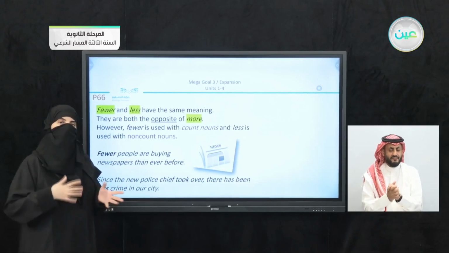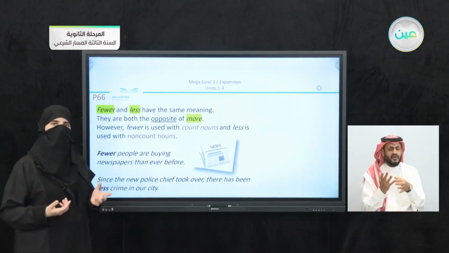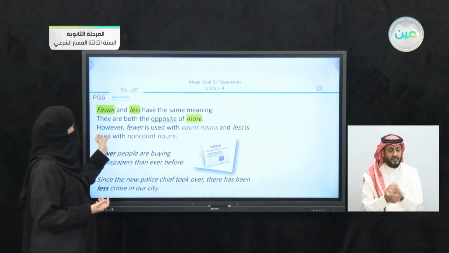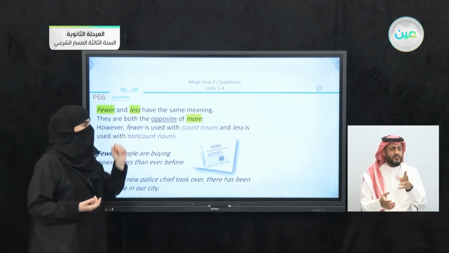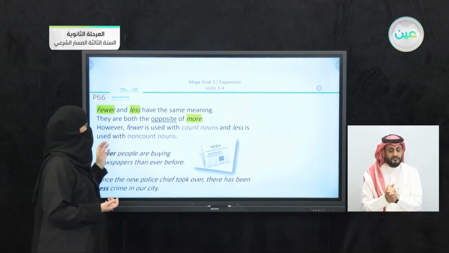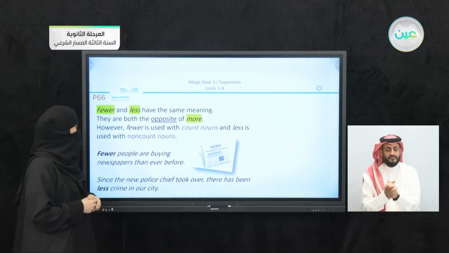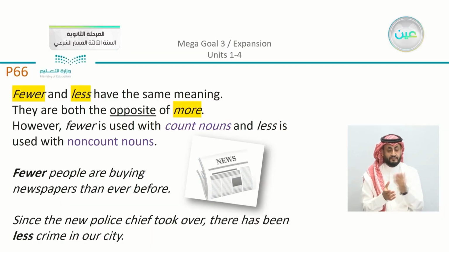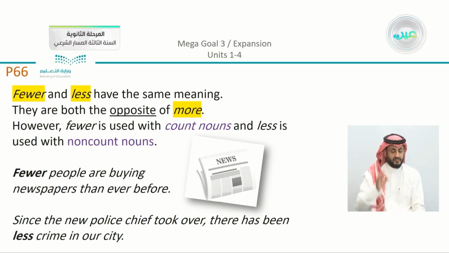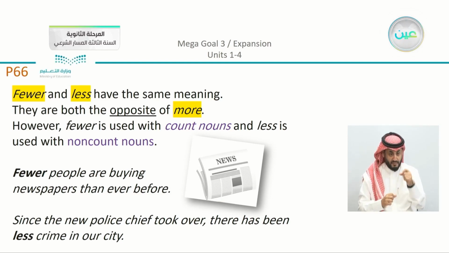So here, milk and pens, what is the difference between them? We can see that fewer is used for count nouns and less is used with non-count nouns. For example, fewer people are buying newspapers than ever before. People are countable, so we have here fewer. And since the new police chief took over, there has been less crime in our city.